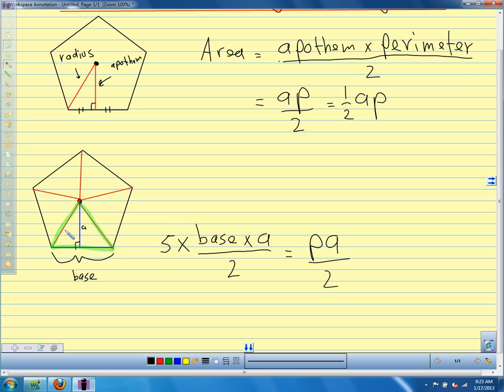So let's look at a couple of examples using our formula, and we'll also talk about the radius, which we haven't really talked a lot about. We use the radius as the side of these triangles, but what happens if we have the radius and not the apothem? So we'll talk about that also.